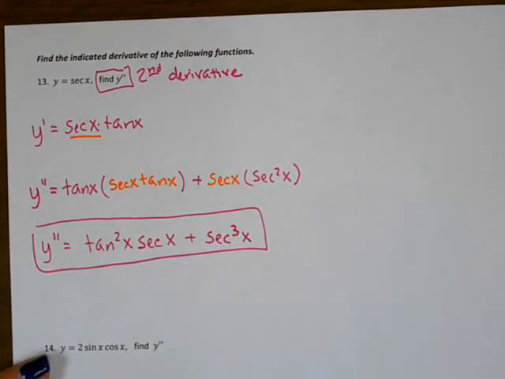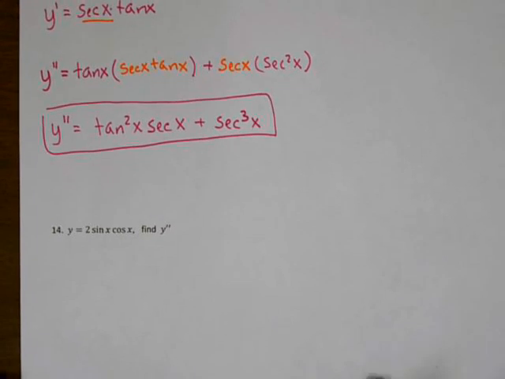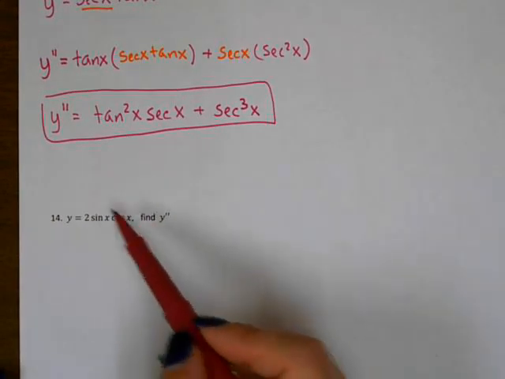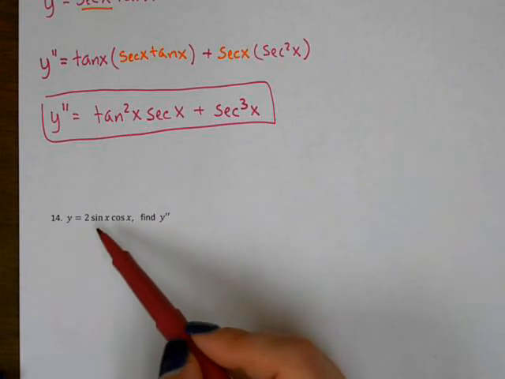So that one wasn't too bad. Let's look at number 14. That gets a little bit more involved because we can see that just taking the first derivative already requires product rule, which means taking the second derivative is going to get messy. All right?